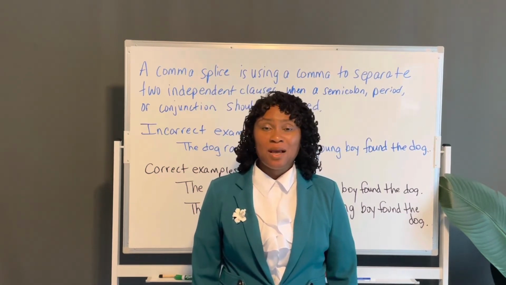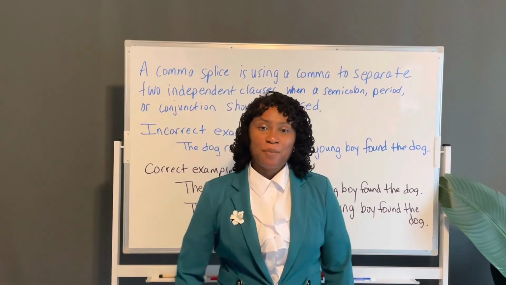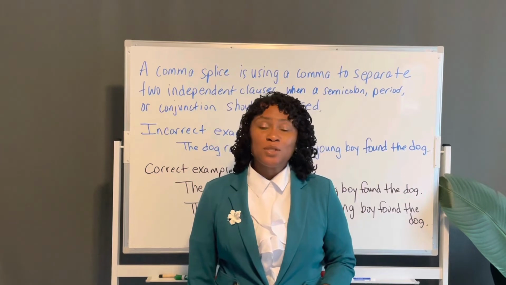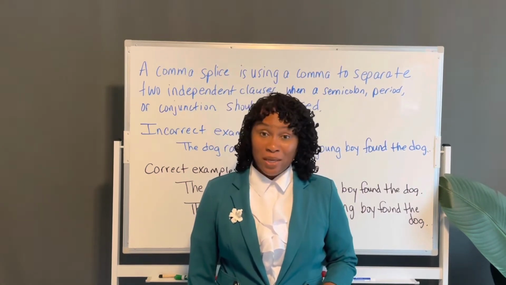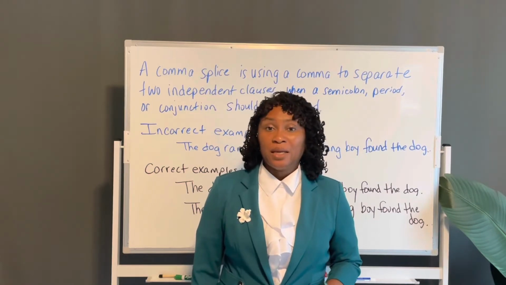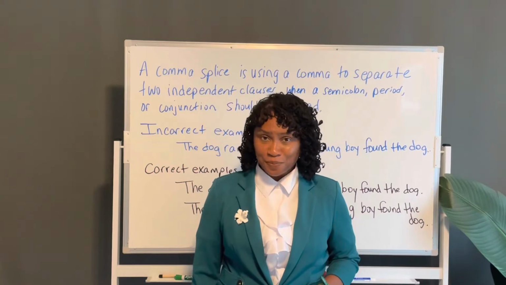Today's lesson is on comma splices. A comma splice happens when a comma is used to separate two independent clauses or two complete sentences, when a semicolon, a period, or a conjunction should be used. And it is the most common syntactical error that I see today.